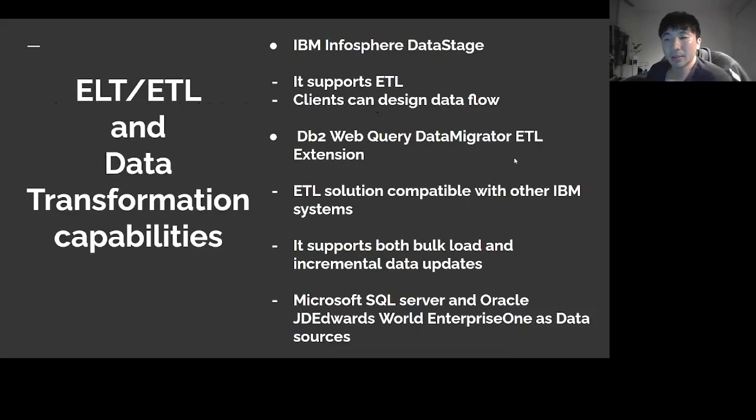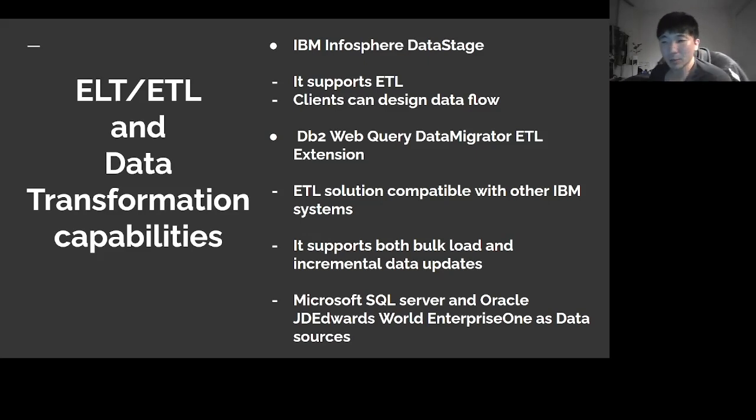And okay, in terms of ETL and ELT data transformation capabilities, I'm gonna explain two tools. First one is IBM InfoSphere DataStage. It supports ETL functions. By using this, clients can design data flows. And the second one is the DB2 Web Query DataMigrator ETL extension.